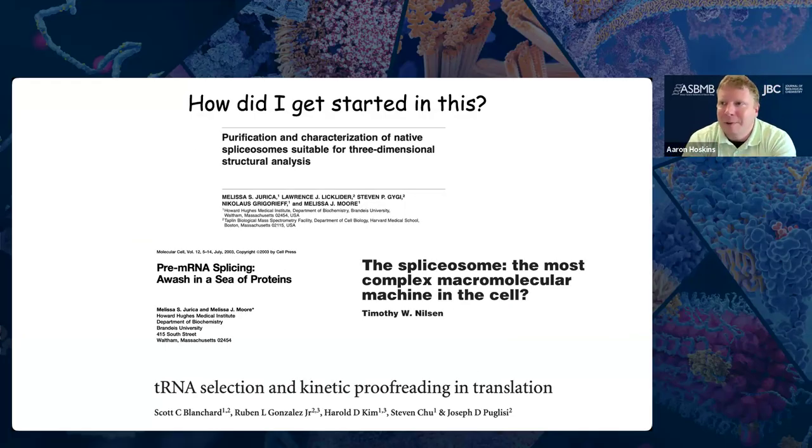But starting back at the beginning, why did I get interested in this? It really has to do with a couple of papers that came out when I was a graduate student and I was looking for postdocs.